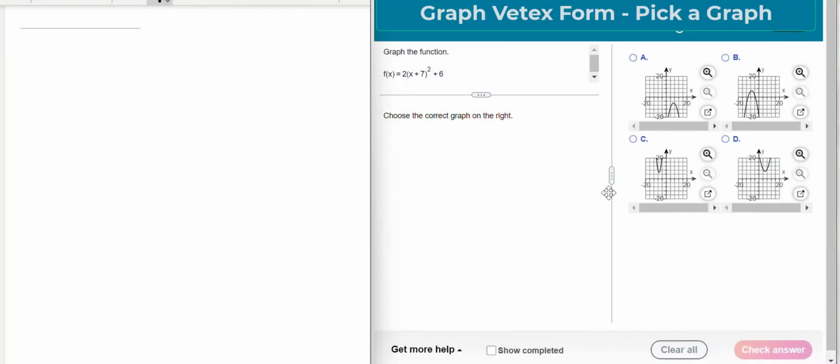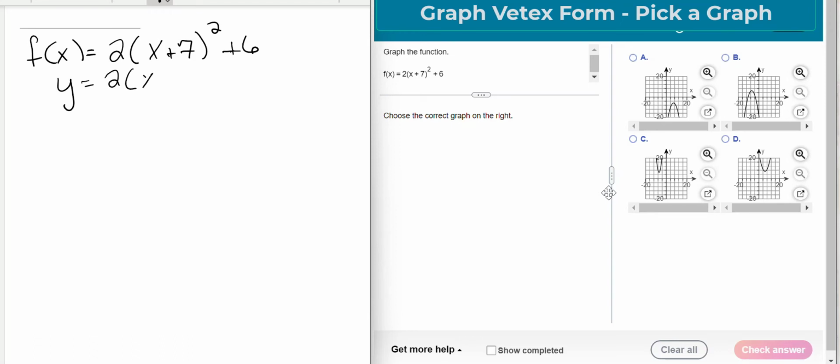The next one says graph the function, then choose the correct graph at the right. So I'm going to write out our function, f of x equals 2 parentheses (x plus 7) squared plus 6. So once again, if you're not familiar with function notation, this is the same thing as saying y equals 2(x plus 7) squared plus 6. Now underneath it, let's write our vertex formula. Y equals a(x minus h) squared plus k.